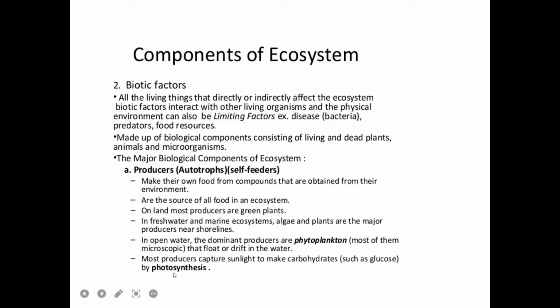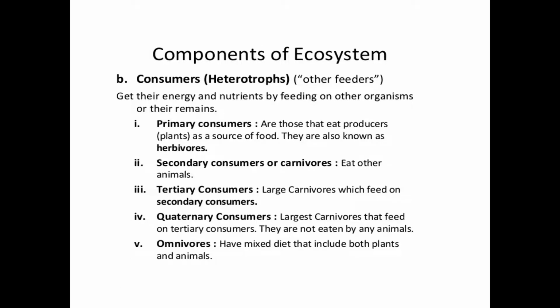So most producers capture sunlight to make carbohydrates by photosynthesis. In the biotic components, the first one is the producer, the second one is the consumer. Producers are also known as autotrophs, whereas consumers are known as heterotrophs. Hetero means other, and trophs means feeder. They feed on others, so they are called heterotrophs. They get their energy and nutrients by feeding on other organisms or their remains.